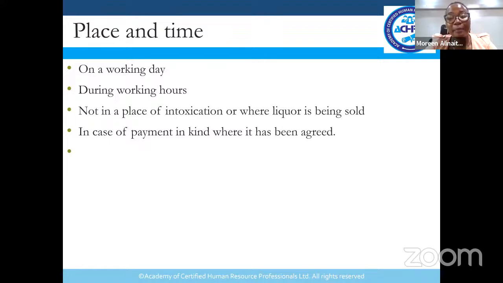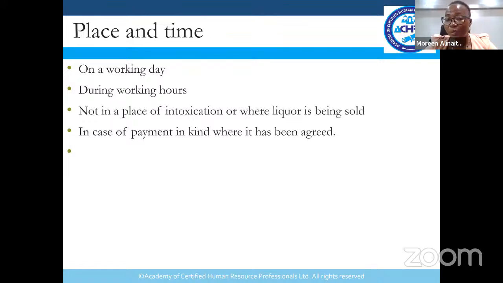Place and time of payments of salary, you must pay on a working day. Pay the people on a working day. Don't pay them on Sunday, when you just met in church and then you are giving them the money. Pay them on a working day. Pay them during working hours.